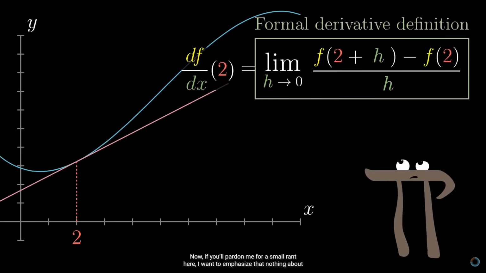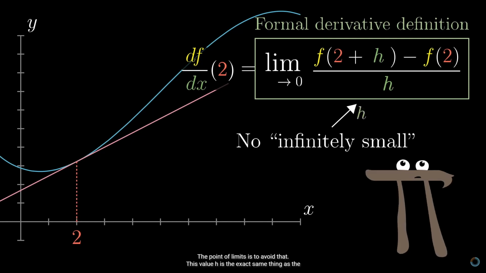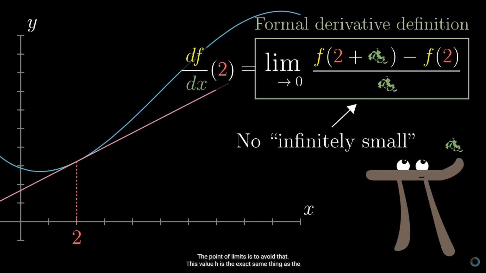And if you'll pardon me for a small rant here, I want to emphasize that nothing about this right-hand side references the paradoxical idea of an infinitely small change. The point of limits is to avoid that. This value h is the exact same thing as the dx I've been referencing throughout the series.